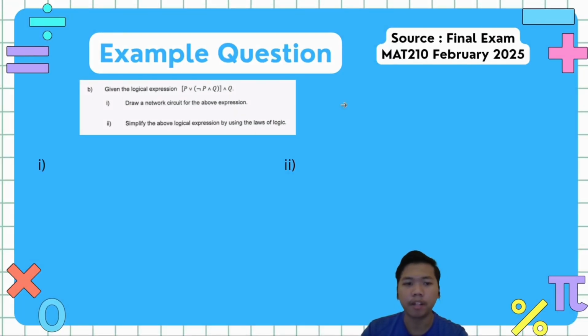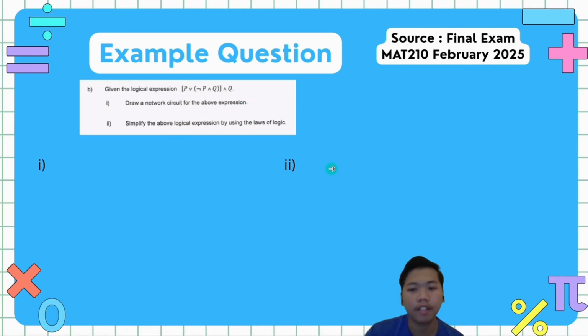My name is Muhammad Azmi, and now we are going to solve this logical expression problem from the MAT210 February 2025 final exam. Now look at question 1. The question asks us to draw a network circuit for the expression: in a bracket P or another bracket of not P and Q, and outside the bracket, and Q.